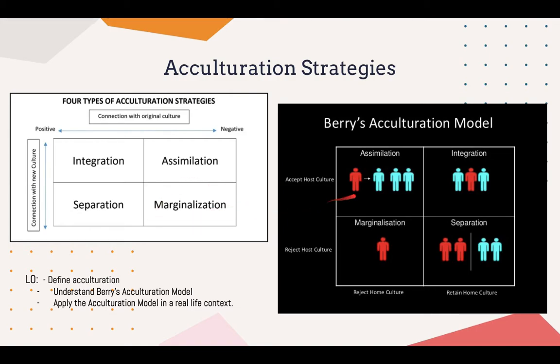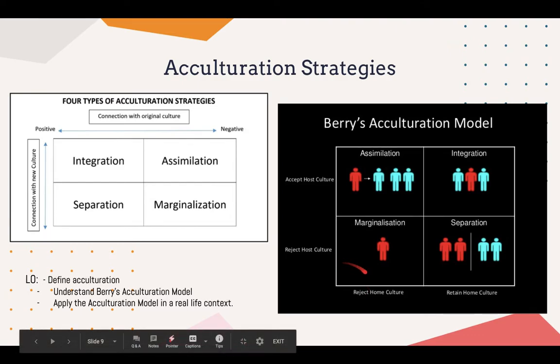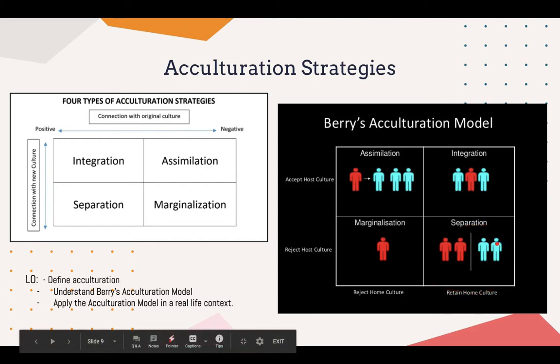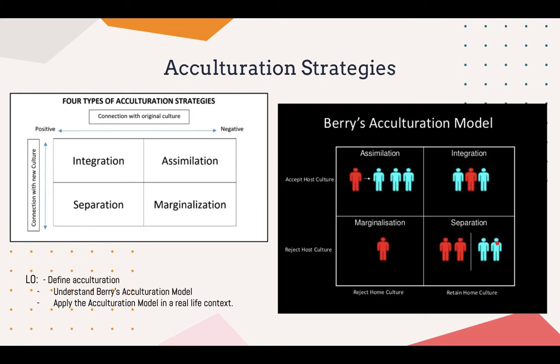Another way to look at it is here. If you accept your host culture but reject the home culture, you're looking to assimilate. If you accept the host culture and want to retain your home culture, you integrate. If you're rejecting both cultures, it's marginalization. And if you are rejecting the host culture but want to retain your home culture, you're getting into separation. So this will hopefully visually help you understand the four strategies that Berry has come up with.